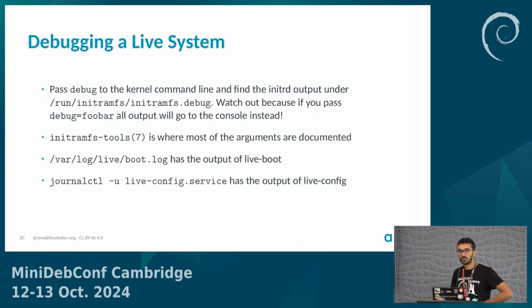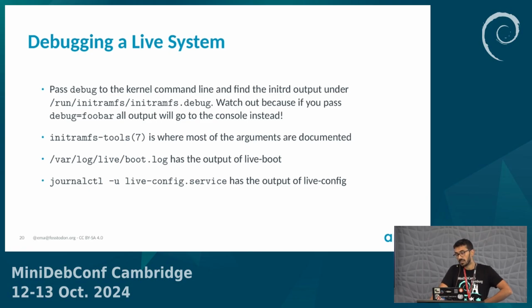Now, if something goes wrong, you can debug things. You shouldn't, but in case of issues, you can. There's a debug command line argument that you can pass to the kernel. And if you do that, so if you add debug at the end or wherever on the kernel command line arguments, you will end up with a file under run init ramfs. And then you can inspect that file and see what broke.